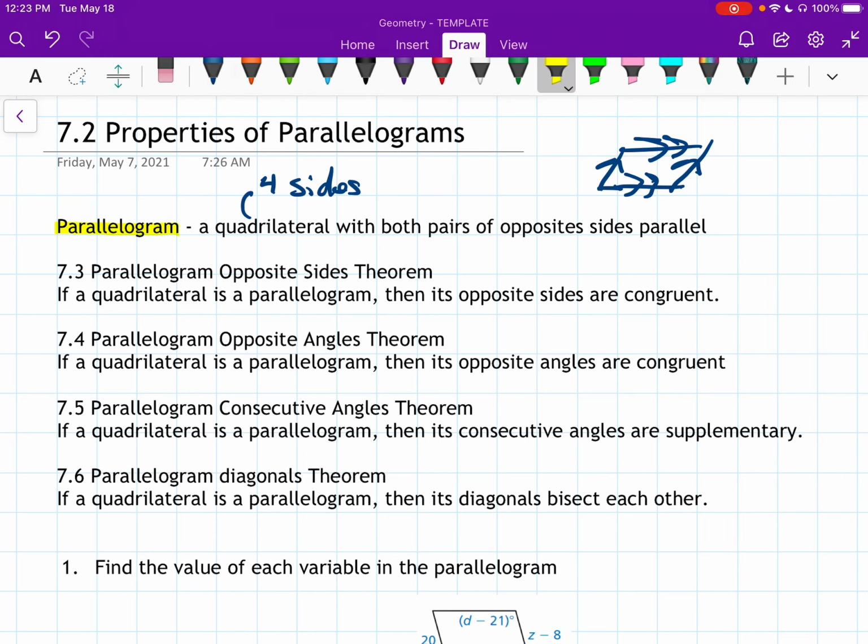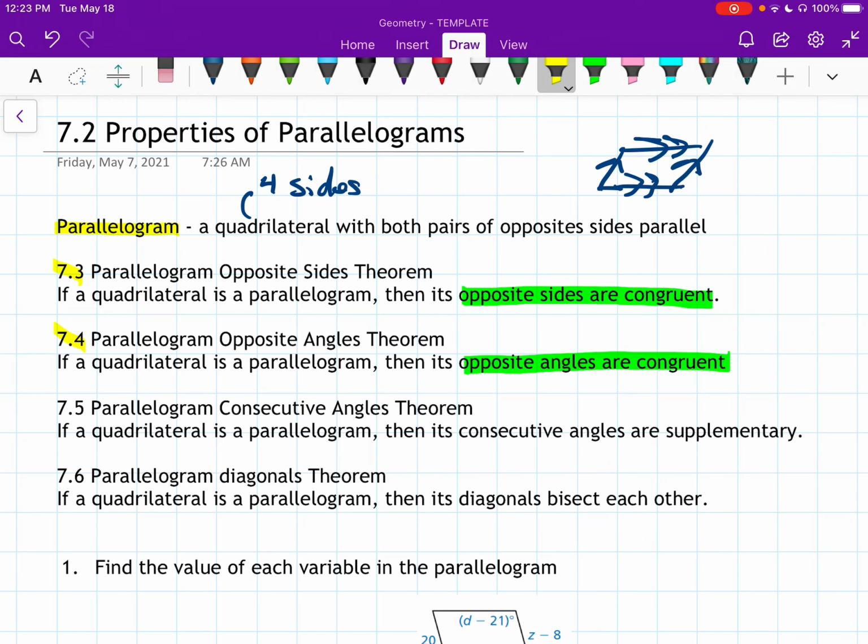Then we have Theorem 7.3, the parallelogram opposite sides theorem. It says if a quadrilateral is a parallelogram, then its opposite sides are congruent. Right? Opposite sides are congruent. We got 7.4, the parallelogram opposite angles theorem. If a quadrilateral is a parallelogram, then its opposite angles are congruent.